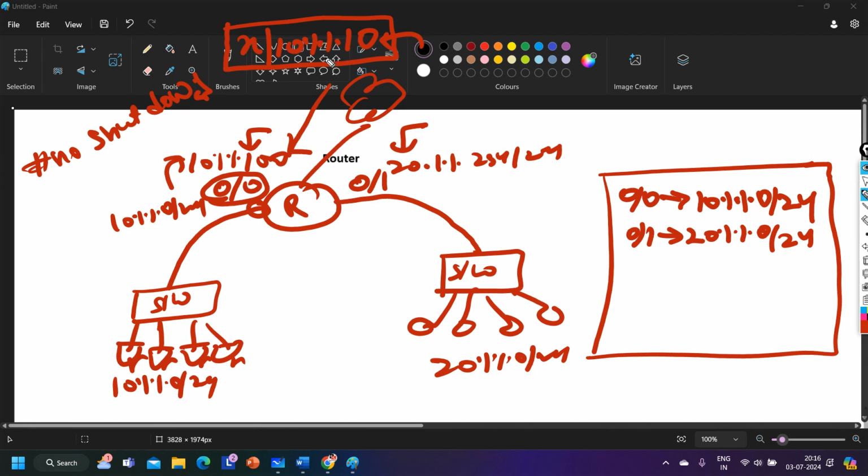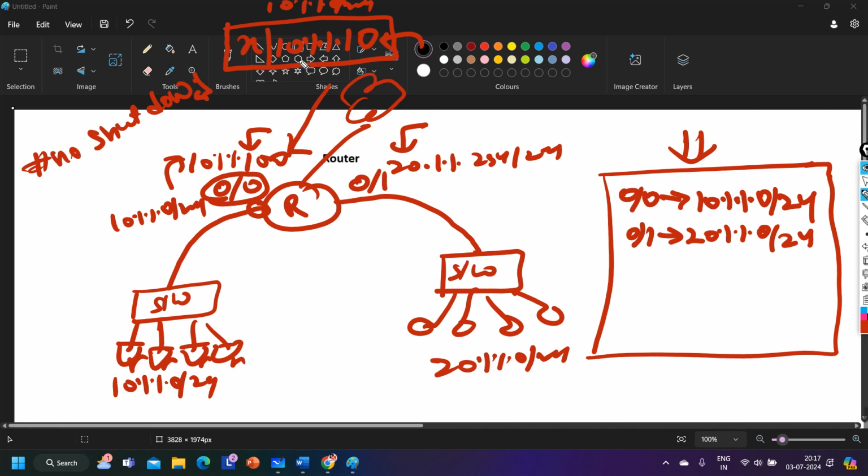Again, the router is going to compare this IP address with its routing table. Meaning, do I have any interface for this network? The network ID of this IP address is, by the way, 10.1.1.0/24. So the router is going to look up its routing table. Is there any interface available for this network? So tell me guys, is the interface available or not?